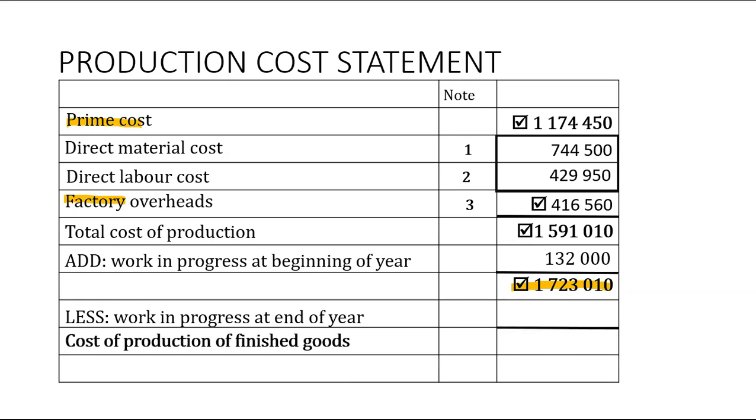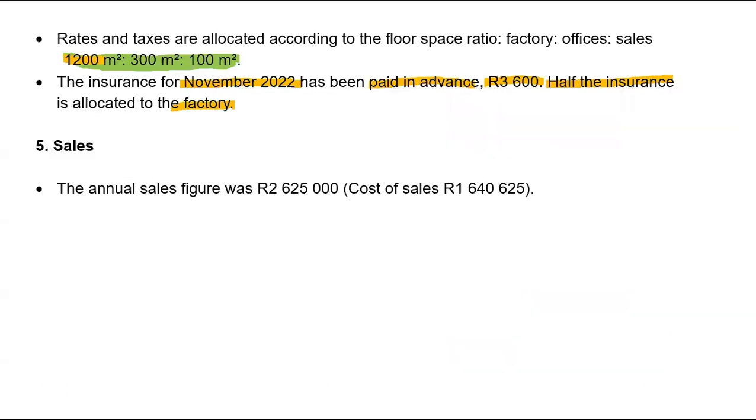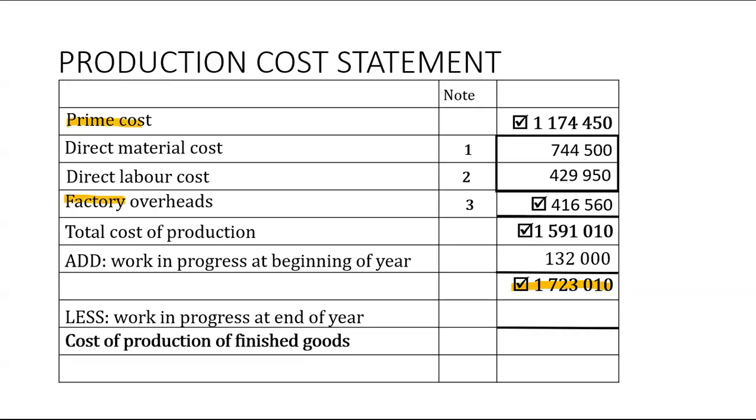But we don't have both. So what am I going to do? I'm going to go back to the information that I'm given and see what I have. Okay, first of all, I realize that I have opening stock of finished goods, I have closing stock of finished goods, and when I read the last part under sales, I've got cost of sales. There it is. So I'm going to use my cost of sales account to see if I can get this here. Once I get this, it will be easy for me to get that one over there.